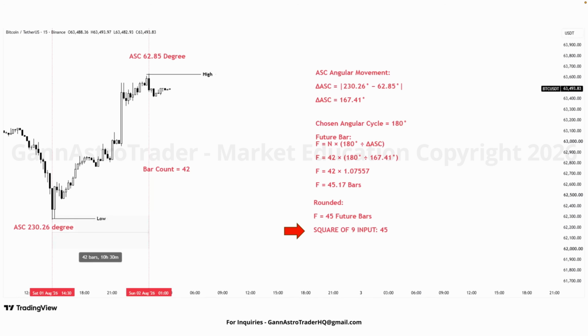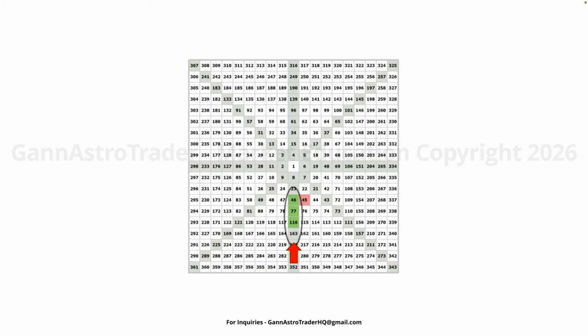Starting from 45, we move through the Square of 9 and identify the next relevant values in the sequence. From the Square of 9, the next highlighted values give us approximately 46 bars, 77 bars, and 116 bars. These become our three projected future time windows. So instead of focusing on a specific price target, we now have three points in time where we can observe Bitcoin for a potential reaction. Our three projections are 46 bars, 77 bars, and 116 bars.